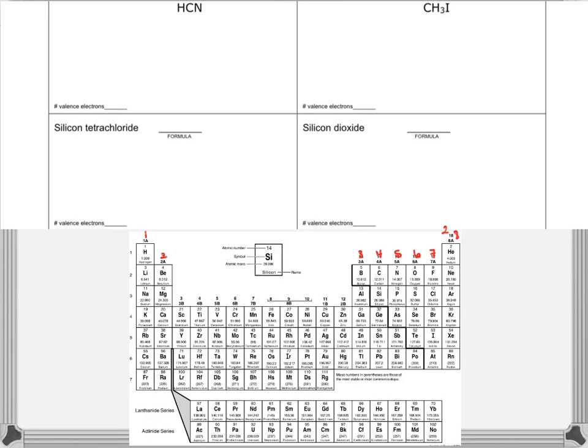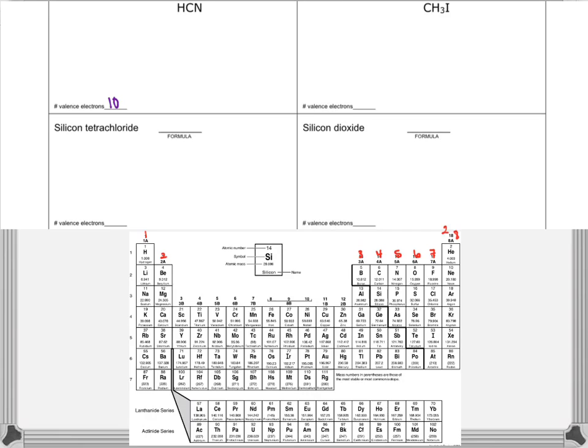Alright, here we have some more. We have HCN. Let's look at valence electrons. Hydrogen has 1, carbon has 4, so there's 5. Nitrogen has 5, so there's a total of 10 valence electrons. Next, I'm going to choose my central atom. We know that typically there's only 1 of each element, so that rule doesn't apply.